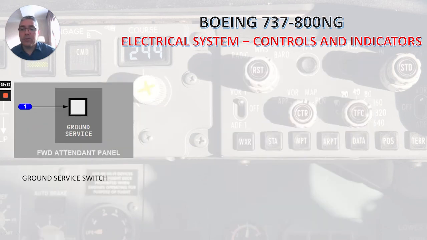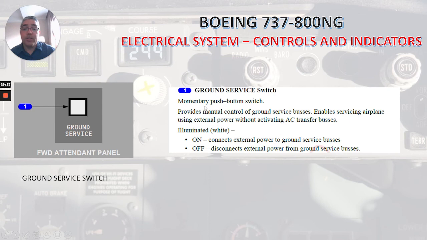Lastly, we'll talk about the ground service switch. A momentary push button switch provides manual control of ground service buses, enables servicing airplane using external power without activating AC transfer buses. When this light is illuminated white, on connects external power to ground service buses, off disconnects external power from ground service buses.